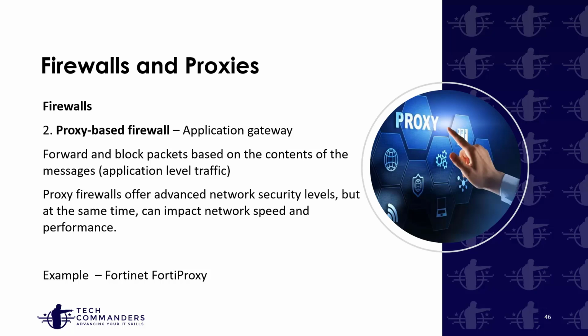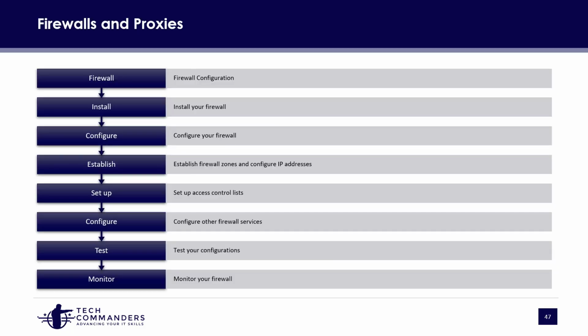Now, the next type of firewall is a proxy-based firewall known as an application gateway. Now, this type of firewall is going to look deeper into the traffic, in other words, the message, for example, or the application protocol that's being used. So it's application level traffic, and determine, for example, if this specific type of traffic is actually going to be acceptable or not. Now, an example would be Fortinet, FortiProxy.